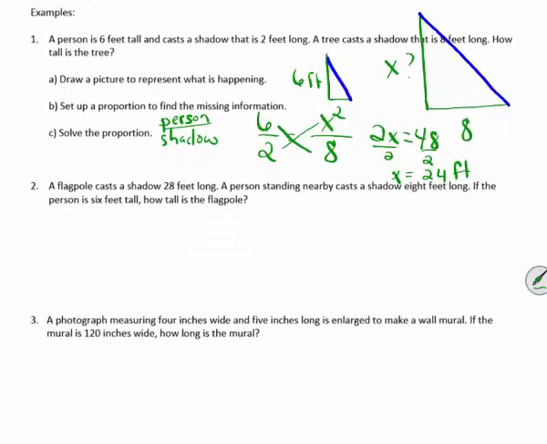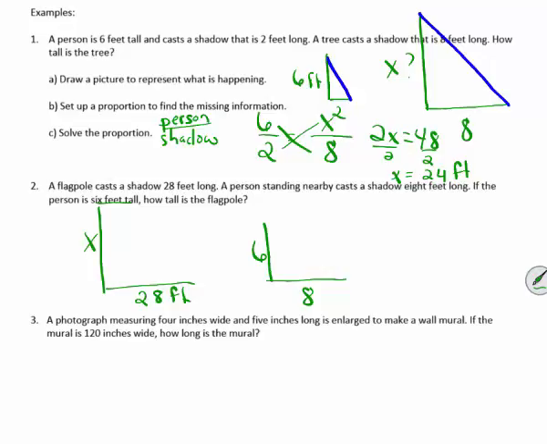I'm fine with that. A flagpole casts a shadow that is 28 feet long. So we have this flagpole, and we have the shadow, 28 feet. We have a person who's standing nearby who casts a shadow that is 8 feet long. So here's the person's shadow, and they tell us that the person is 6 feet tall. We want to know how tall the flagpole is.